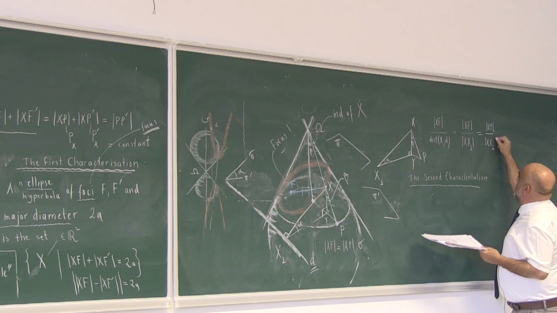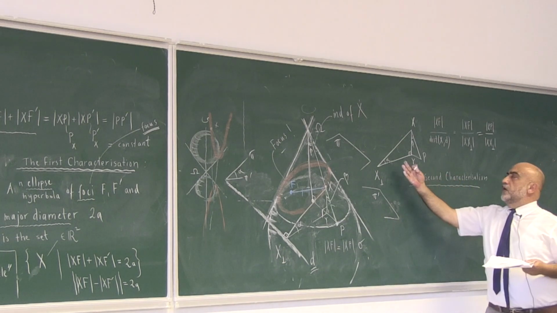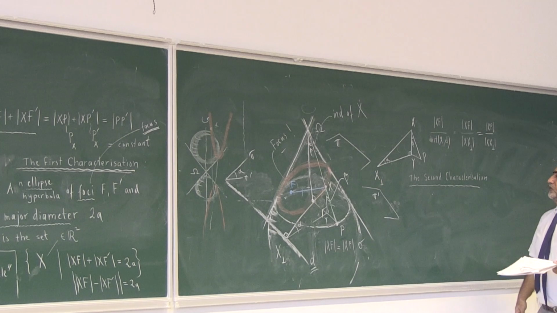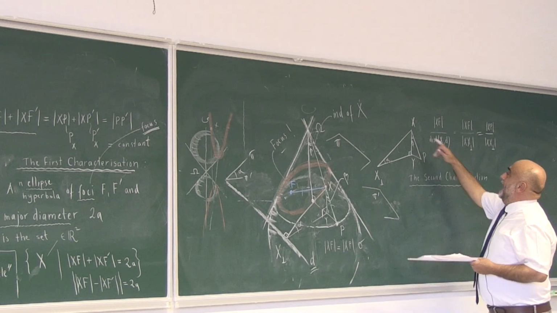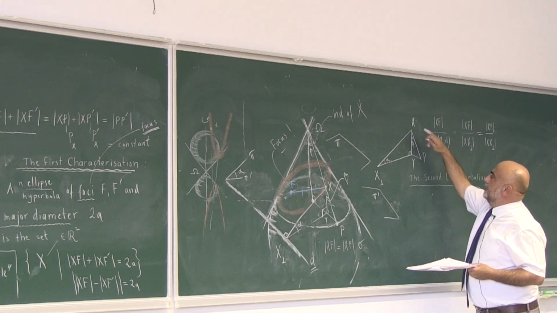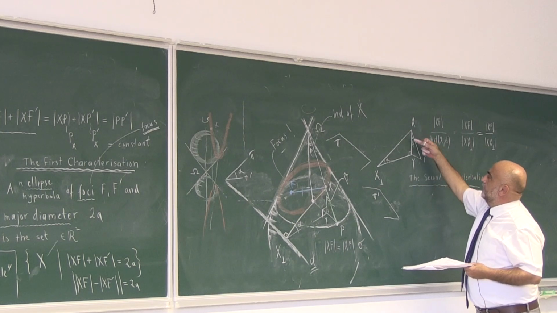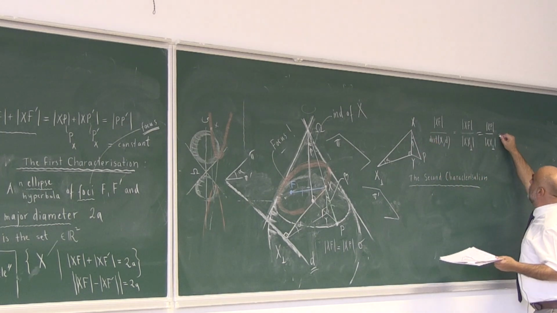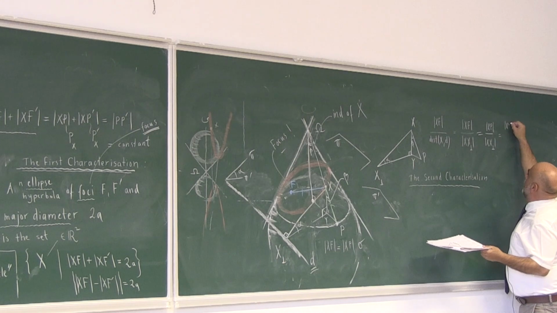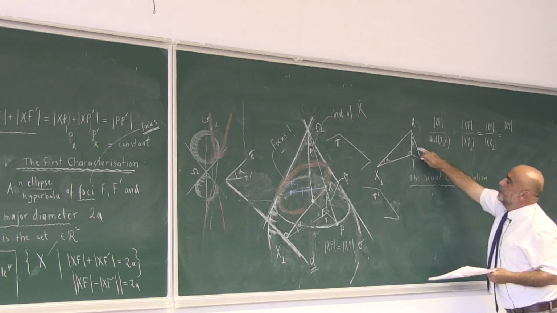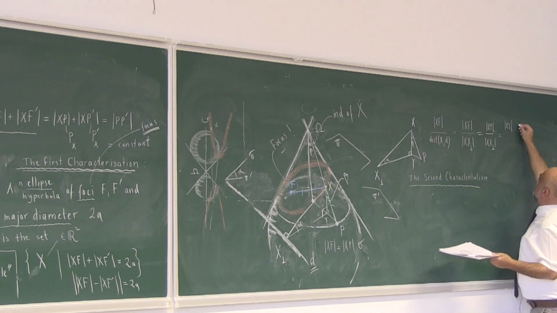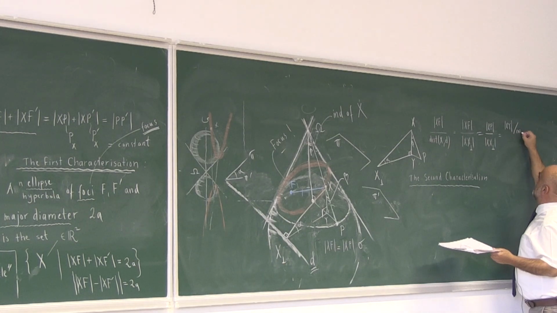Over X perpendicular. Now, my computation is reduced to a computation in this part of the world. You see, XP is simply the length of this thing, XY, divided by cosine beta.